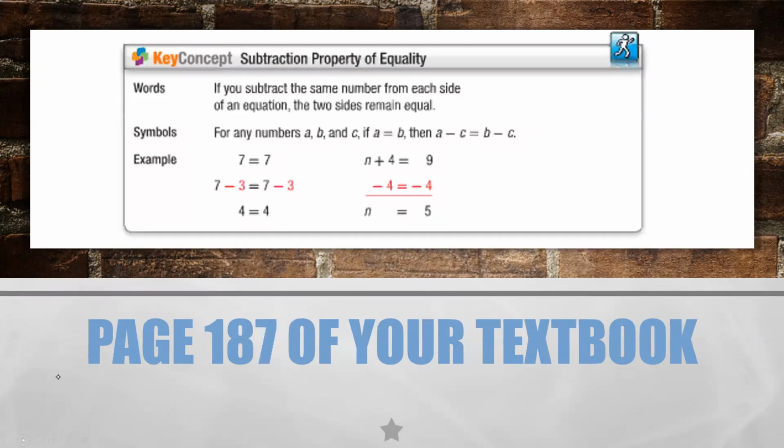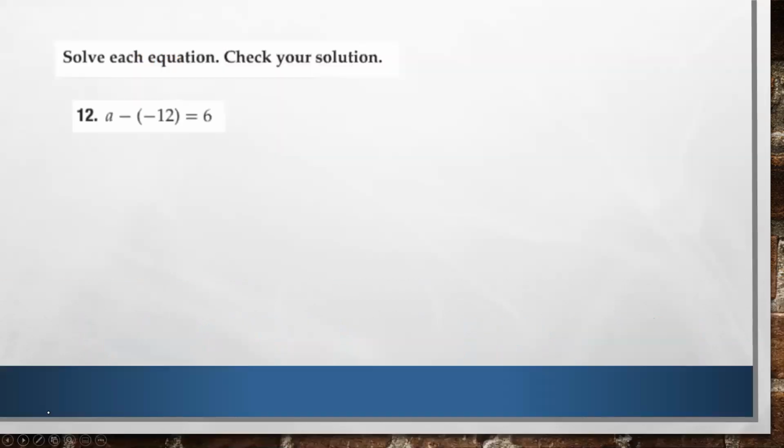All right, same thing with subtracting. If we subtract a number from both sides of an equation, as long as we do it to both sides, it keeps the equation equal, okay? So let's look at a couple of those. Okay, number 12 says a minus negative 12 is equal to 6, okay?